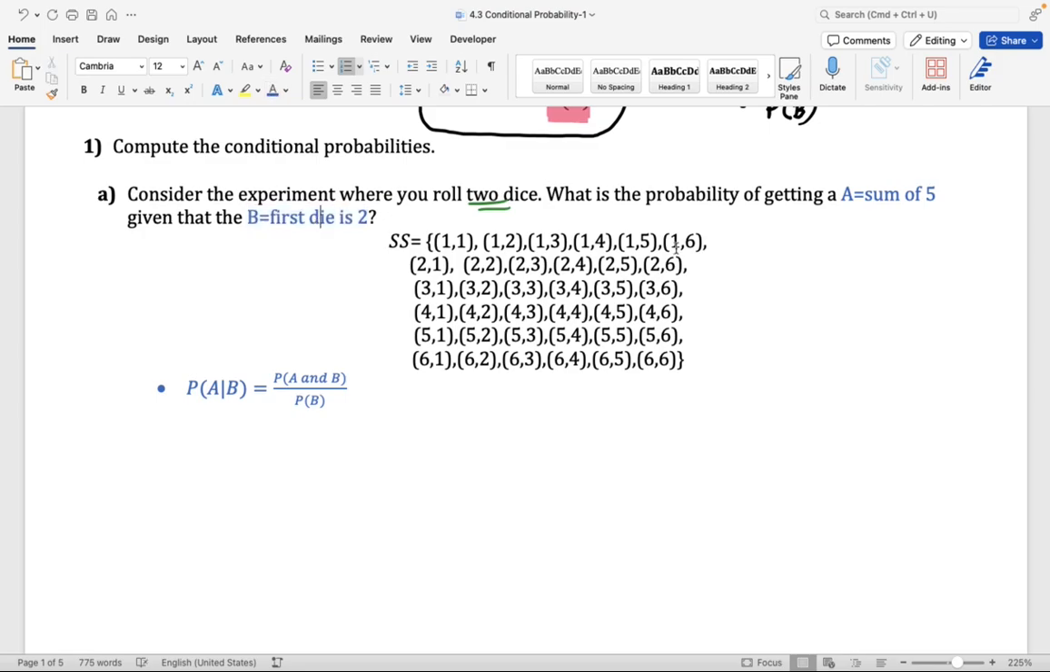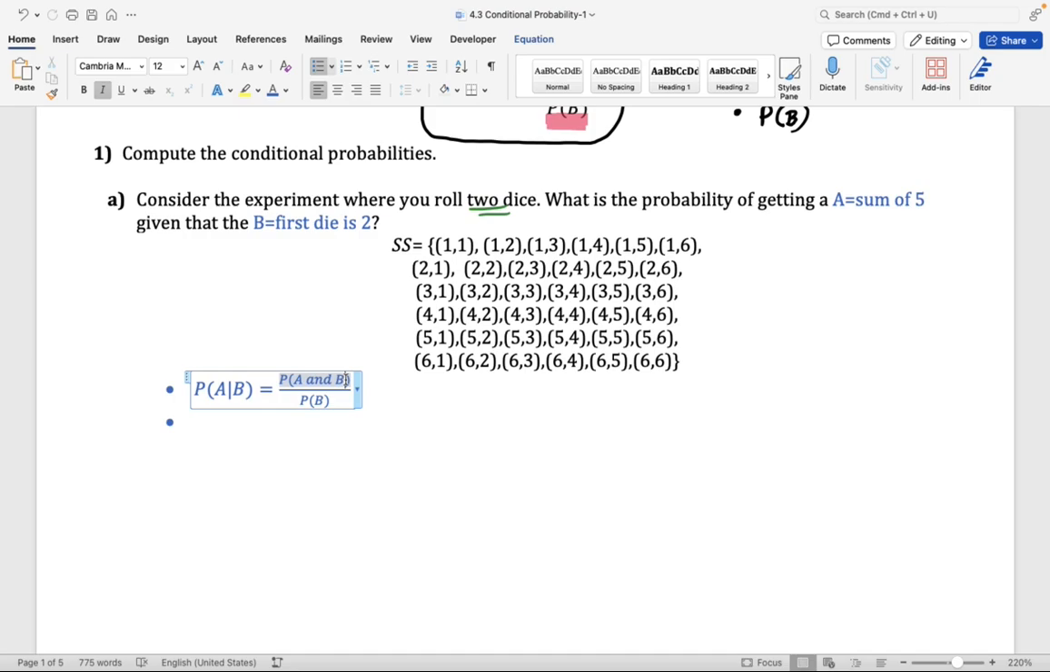Okay? You could also do this the other way around. It doesn't matter. In order to use the conditional probability rule, we need to find the probability of A and B. We also need to find the probability of B. Let's start by finding the probability of A and B.